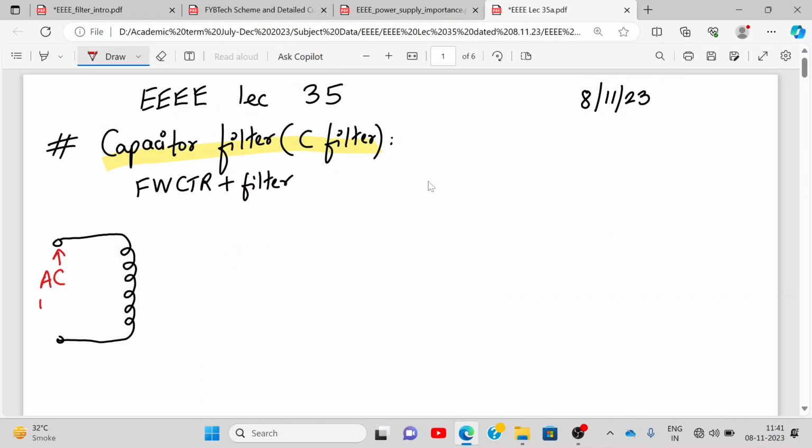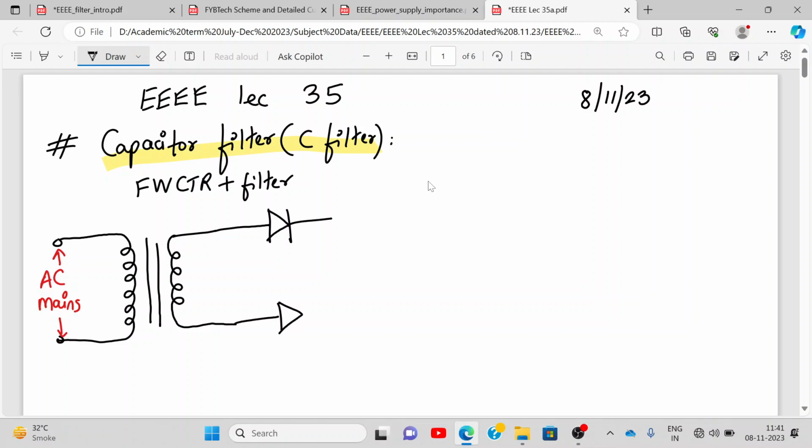So please follow along with me. This is my AC mains. Then we have a laminated core, and then we have a center tapping. So here we have one diode over here and another diode over here. And if you see carefully, this is connected together.